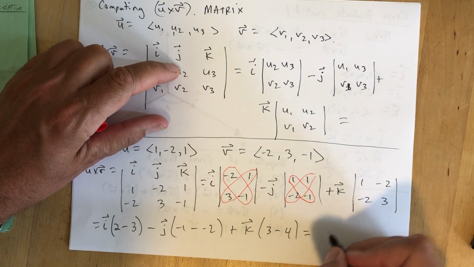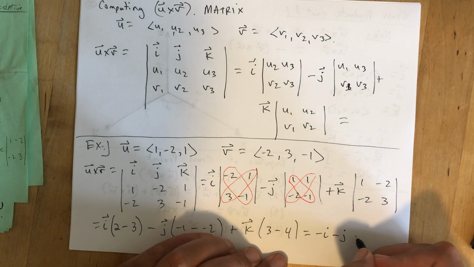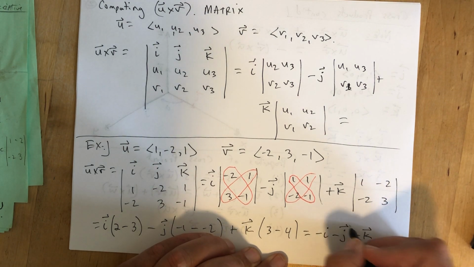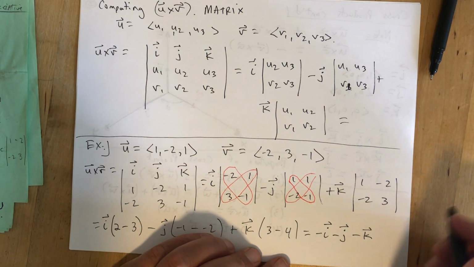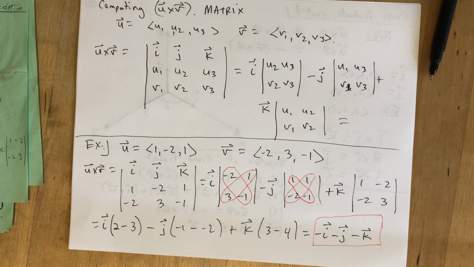And you wind up with minus i, minus j, minus k. And that's the cross product of u cross v.